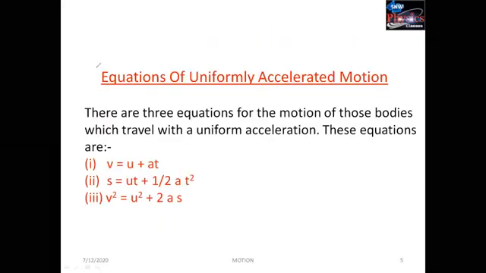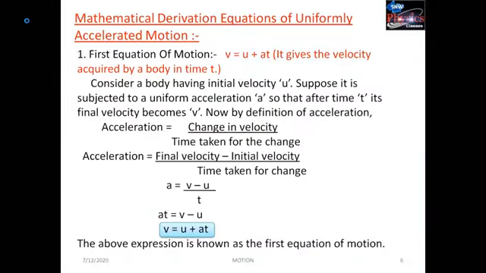There are three equations of motion for those bodies which travel with uniform acceleration. So the first equation is v equal to u plus at. Second is s equal to ut plus 1 by 2 at square. And third one is v square is equal to u square plus 2as. So here we have the mathematical derivation of equations of uniformly accelerated motion.